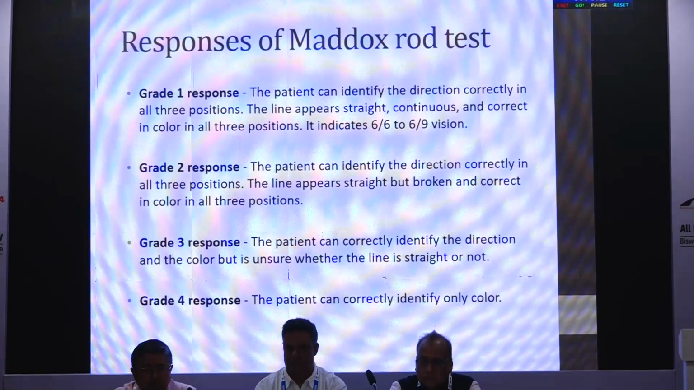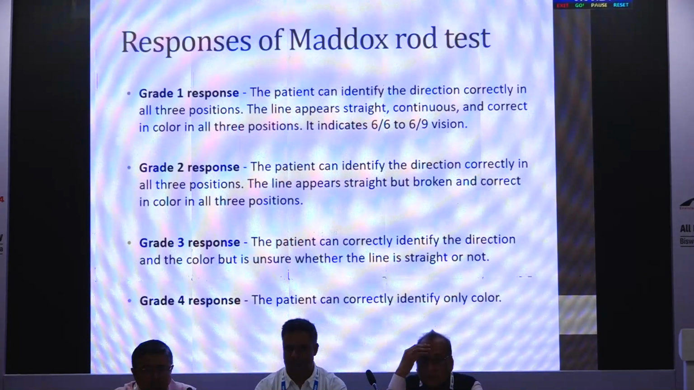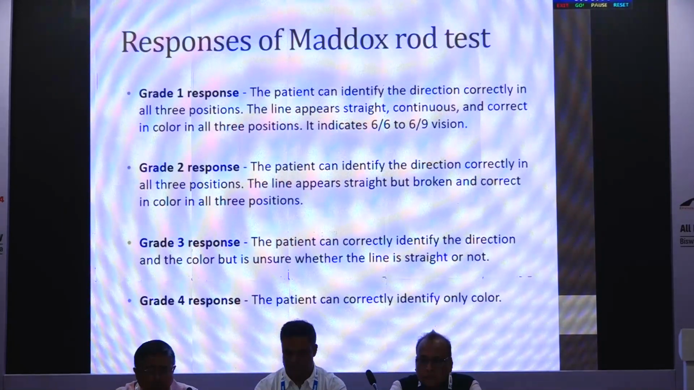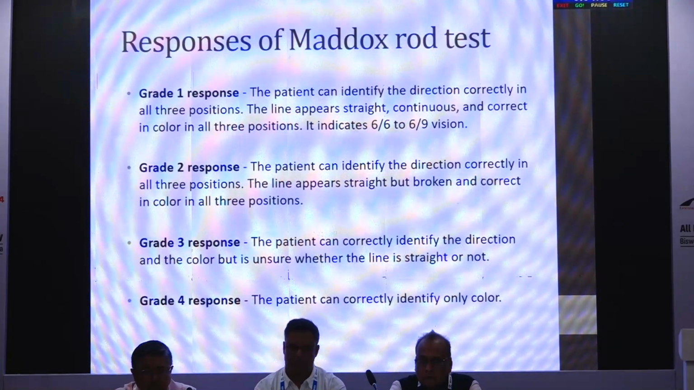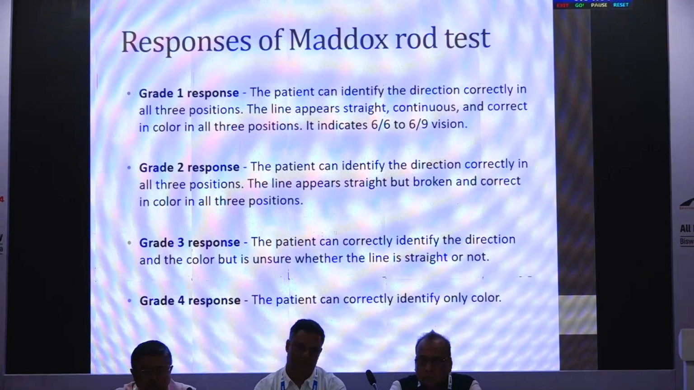The responses of the Maddox rod test are noted as a 4-graded response. In a grade 1 response, the patient can identify the direction correctly in all 3 positions, and the line appears straight, continuous, and correct in color, which indicates 6/6 or 6/9 vision. In a grade 2 response, the patient identifies the direction correctly in all 3 positions, but the line appears straight but broken and correct in color. In a grade 3 response, the patient identifies the direction and color but is unsure whether the line is straight or not. In a grade 4 response, the patient can correctly identify only color.